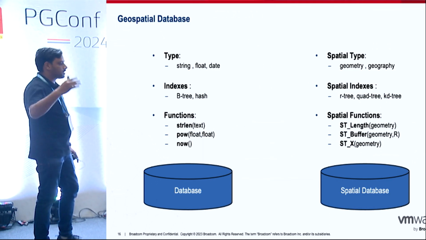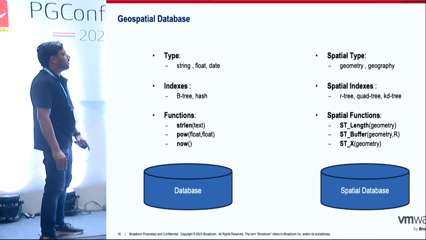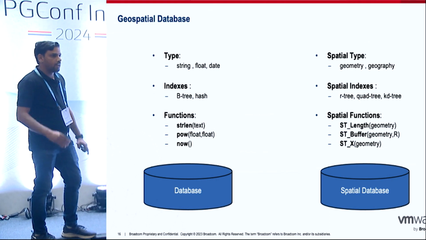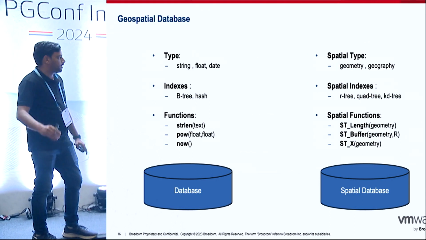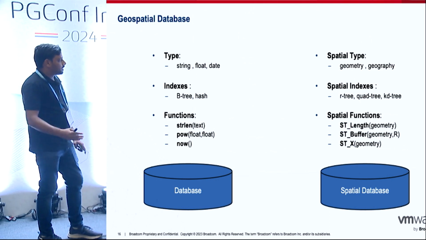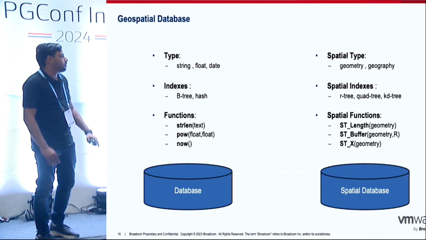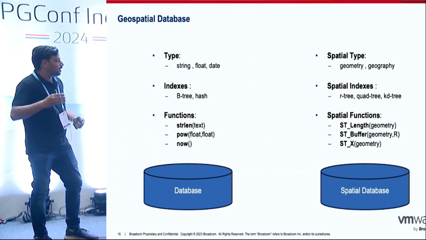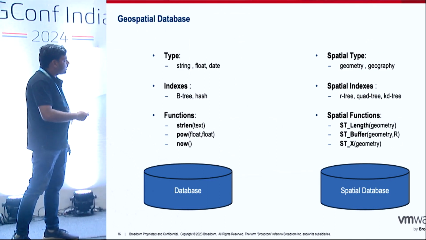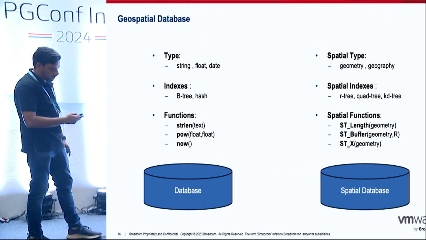We have raster, which is supported with a separate extension called PostGIS Raster. Then we have spatial indexes like R-trees, quad-trees, and KD-trees. We have other indexes from Uber as well as S2, which we will talk about later. Then we have spatial functions, like length functions and area functions, and getting points from a geometry. So these are the differences between a standard database and a geospatial database.